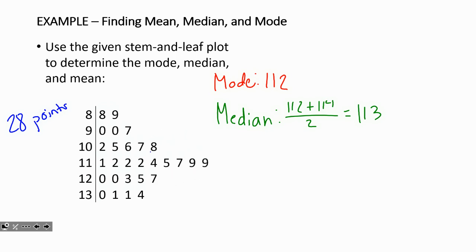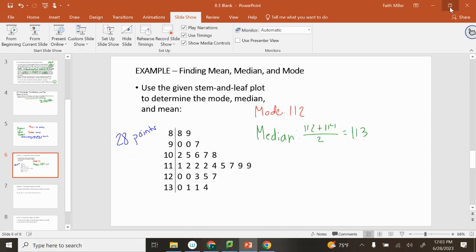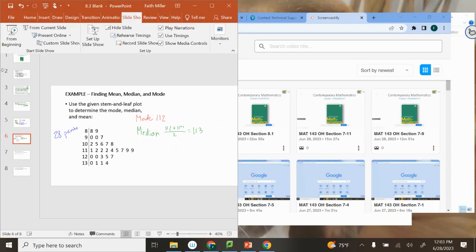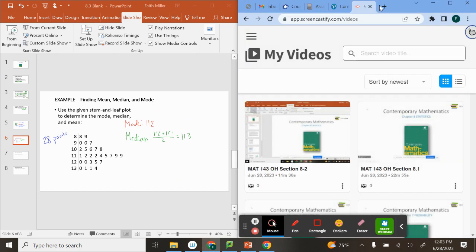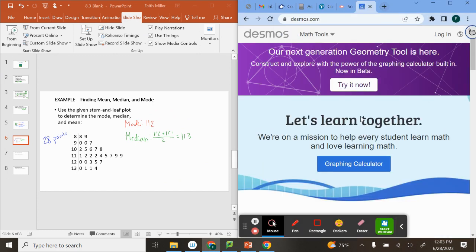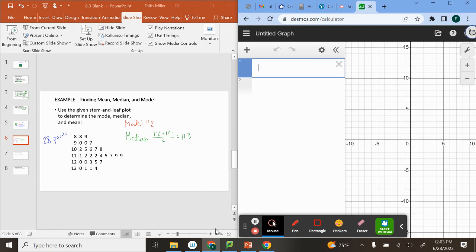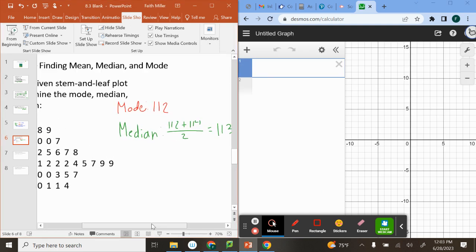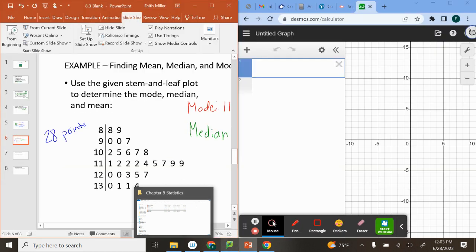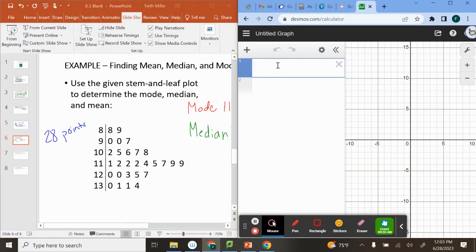So what I'm going to try to do is split my screen and pull up Desmos. Let's see if I can zoom in on our data values. Okay, great. What we're going to do first is find the sum of all of the values. So we have 88, 89, 90, 90.